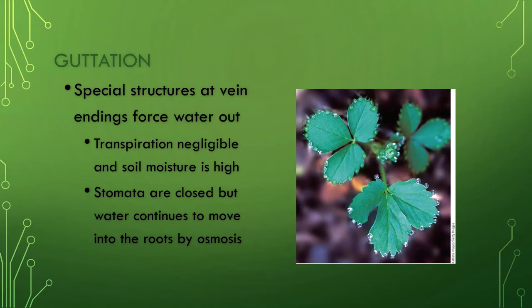The stomata tend to be closed at this point, but the water does continue to move into the roots by osmosis, from the area of high concentration toward the area of low concentration. At night, when there's less heat and less pressure moving through, the xylem can force this water out. So many times in the morning when you see water on the tips of plants, especially low-growing plants, that's not dew, moisture from the atmosphere.